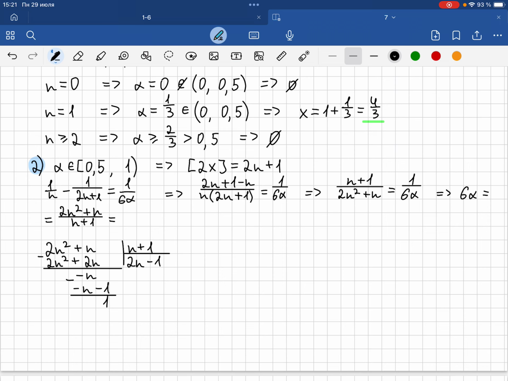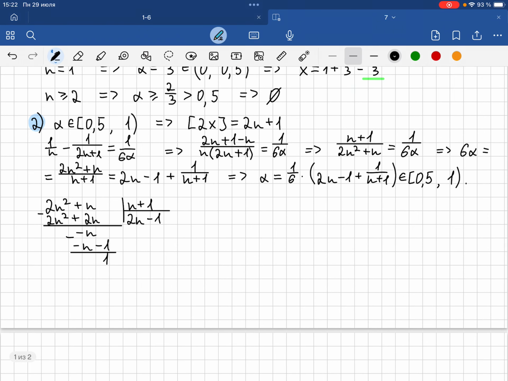Which means that 6 alpha is equal to this 2n minus 1 plus our remainder 1 divided by n plus 1. Which means that alpha is equal to 1 over 6 multiplied by (2n minus 1 plus 1 over n plus 1). And this alpha has to be greater or equal than 1/2 and lower than 1.